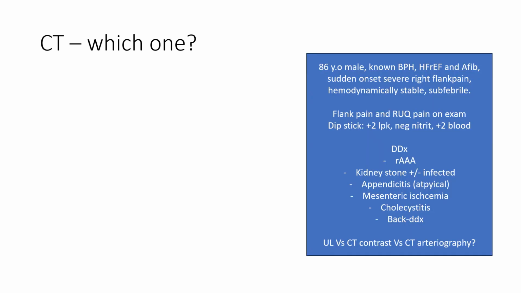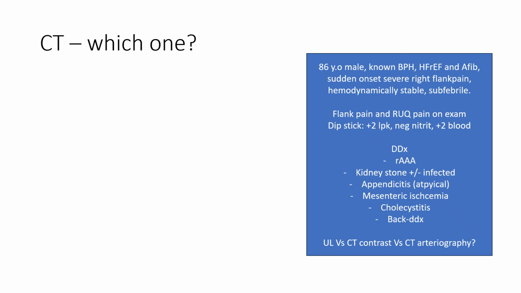But once we want to do a CT scan, we need to know what kinds of CT scans we have. So let's say we have this patient, an 86-year-old male, known with benign prostatic hypertrophy, HFrEF, so heart failure with reduced ejection fraction, and AFib, with sudden onset severe right flank pain, hemodynamically stable, subfebrile. Flank pain and right upper quadrant pain on exam, dipstick +2 for leukocytes, negative for nitrites, and +2 for blood.